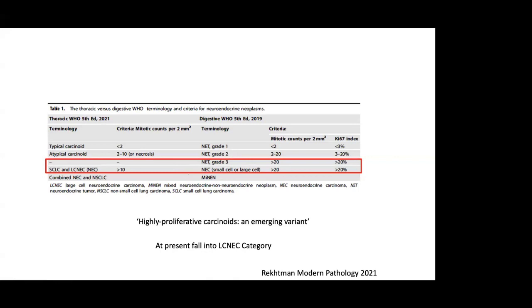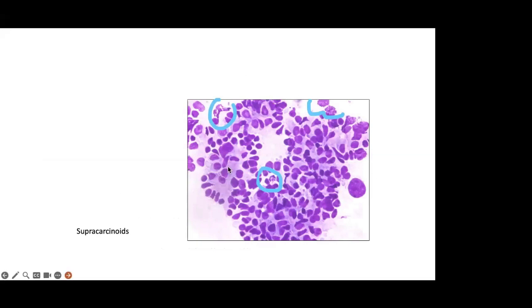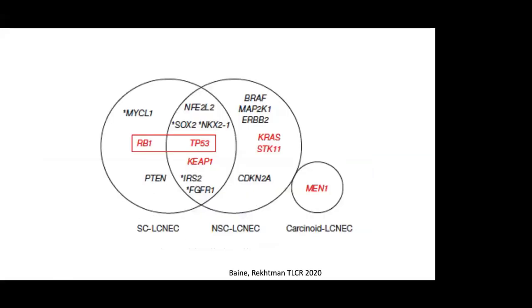thoracic, but they exist. These are highly proliferative carcinoids. At present, they are falling into LCNEC, but this is an emerging variant where morphologically we have a carcinoid-like tumor, but they have mitosis of more than 10. And Ki67, if you do it, is 20 to 30%. So we have no other category, so we make them LCNEC, but they are carcinoids, and it has been seen that genomically they are carcinoid-like.